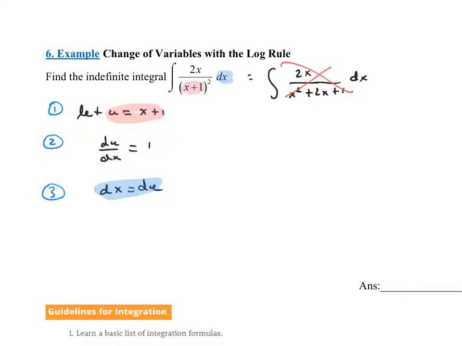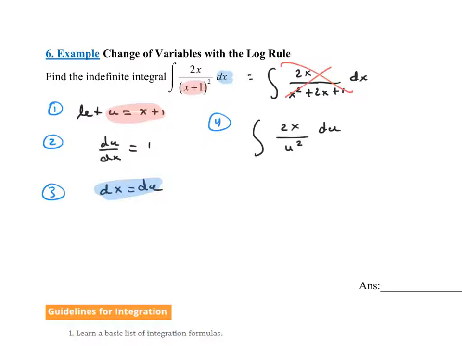When we do that, what would I have? If I rewrite my integral, this is step 4, I would have the integral of 2x over u squared, and then this would be du. And that's a problem, right? Why is that a problem? It's a problem because we still have some x's in here. So what are we going to do?